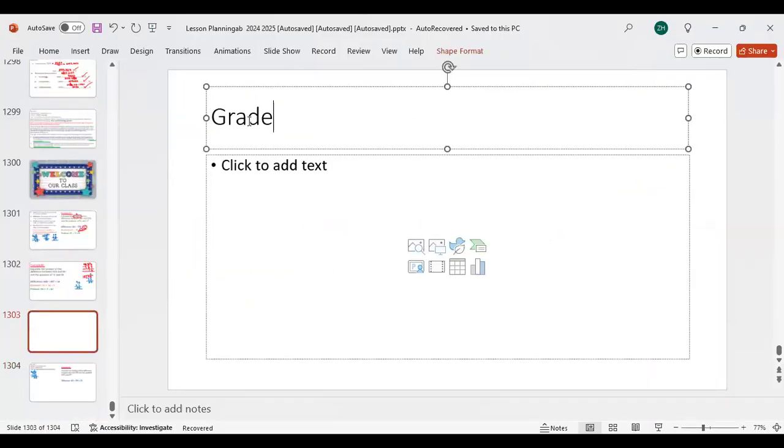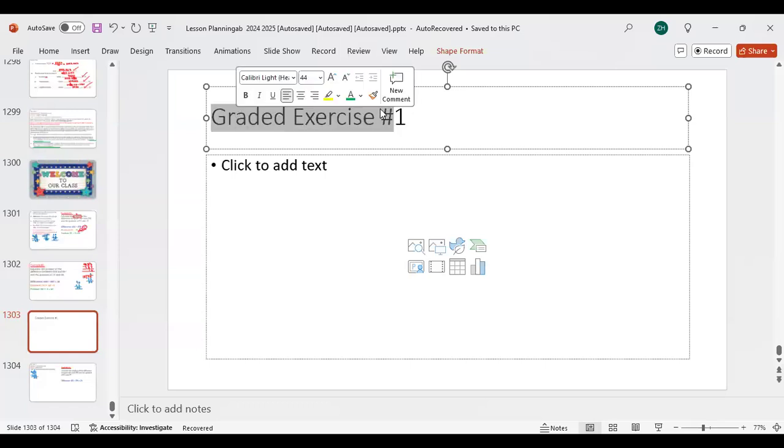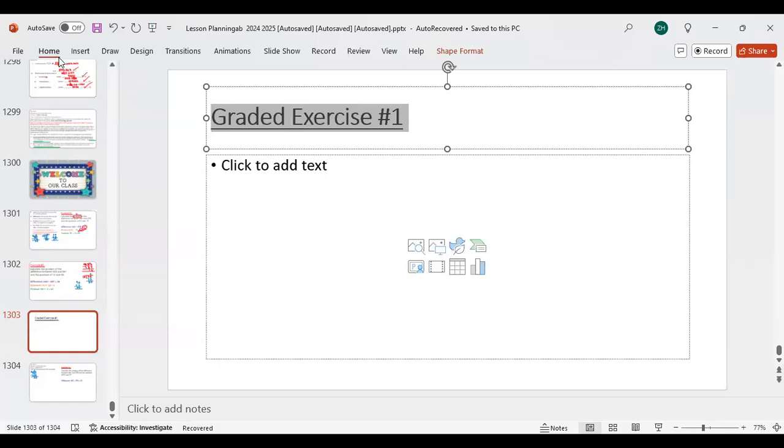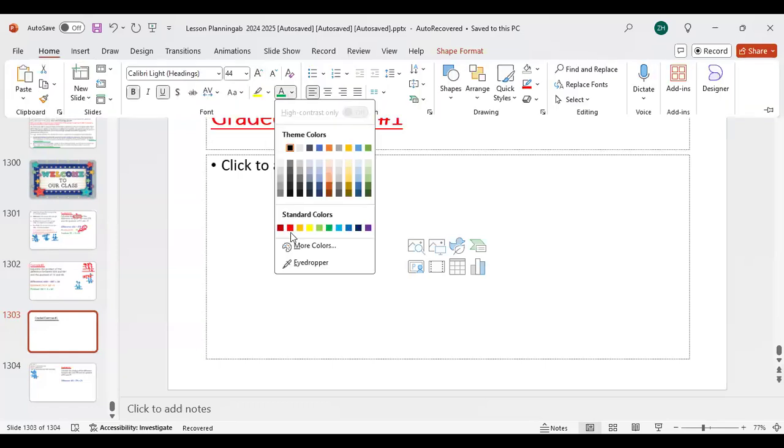These ones you do by yourself. Graded exercise number 1. I'm only going to give you 3. I'm not going to run out, just 3 should be enough. I don't need more than that.